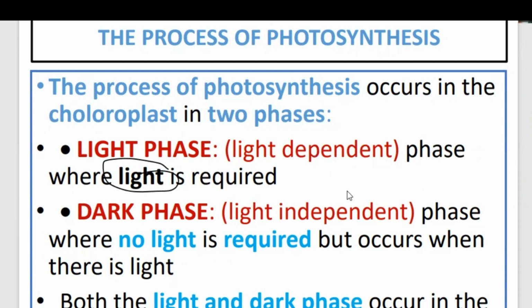So we require the first phase, which has light, and then we require the second phase. The second phase must have no light, which we call the dark phase. It means that the light phase can be taking place during the day, and the dark phase during night, because at night there is no sunlight. So the dark phase, the light independent phase, is where no light is required.